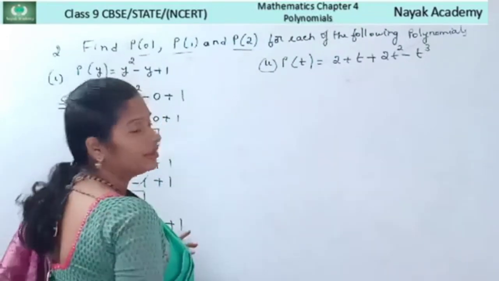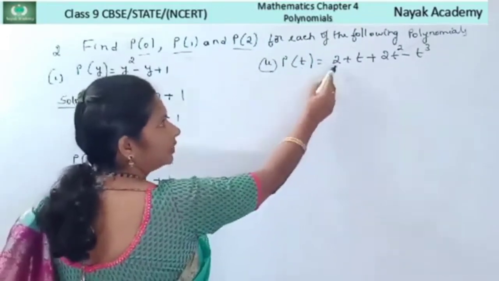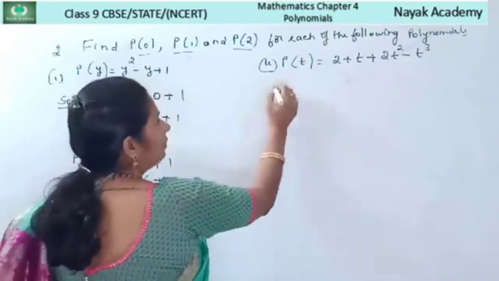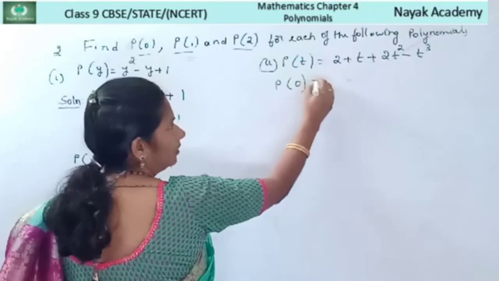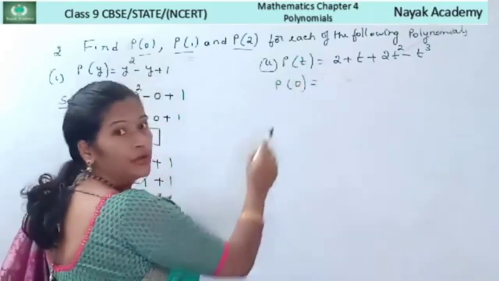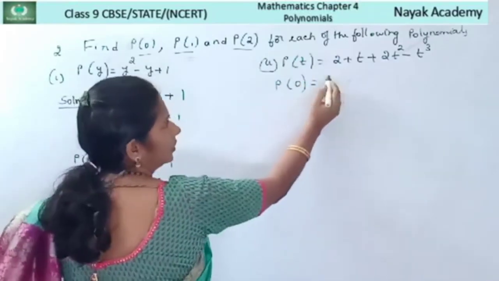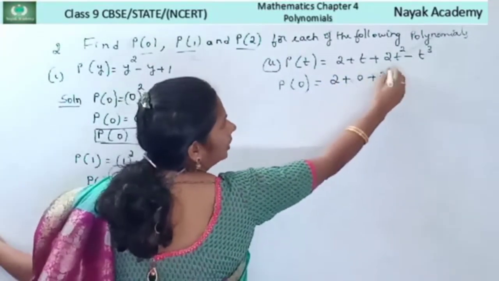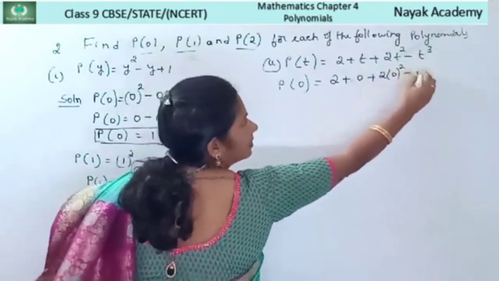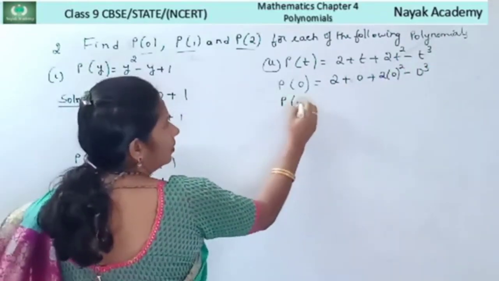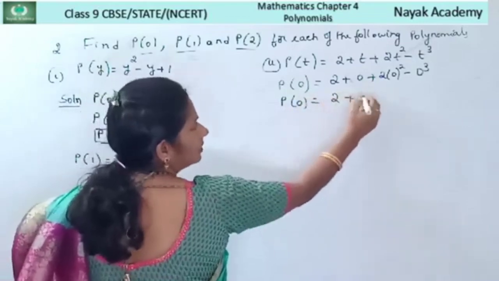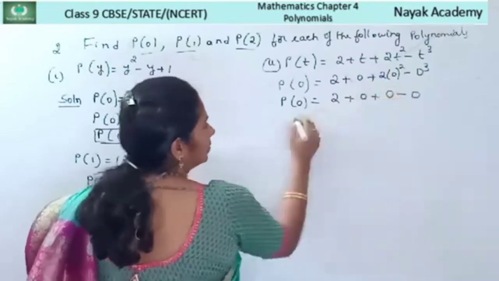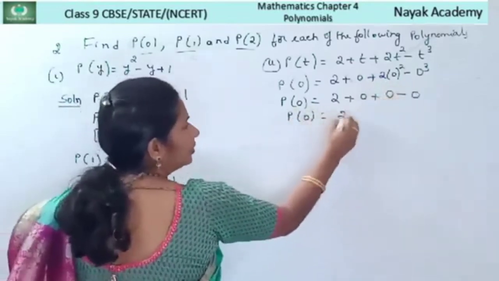Coming to the second question, the given polynomial is p of t equal to 2 plus t plus 2t square minus t cube. Now we have to find the value of p of 0. Now what we have to do, children? In place of t, we have to substitute the value 0. So that is 2 plus 0 plus 2 into 0 square minus 0 cube. So p of 0 value is 2 plus 0, 0 into 2 is 0, minus 0. So p of 0 value is 2 only.